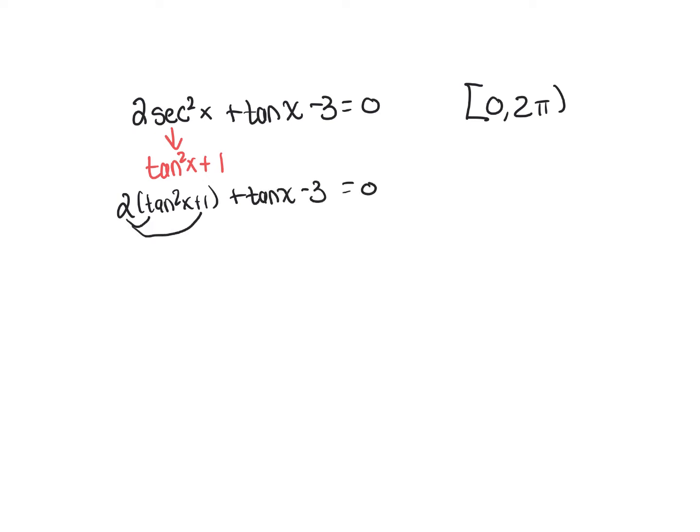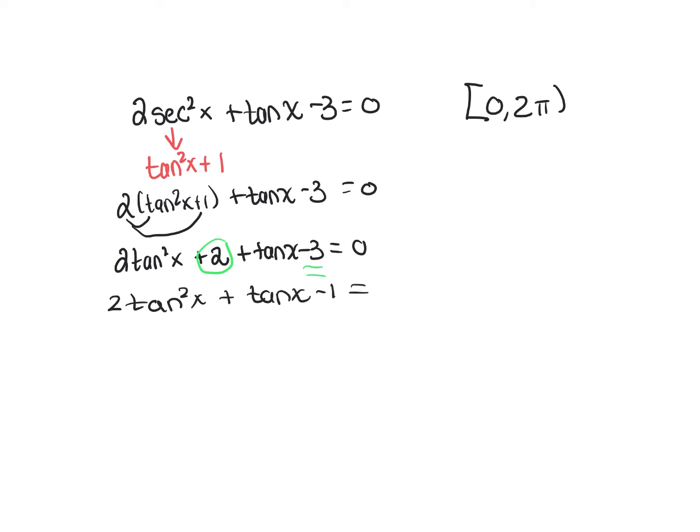I need to distribute this 2 into my parentheses, and I get 2 tangent squared x plus 2 plus tangent x minus 3 equals 0. I can combine my 2 with my minus 3. I combine like terms, and I get 2 tangent squared x plus tan x minus 1 equals 0. I'm going to go over here and do algebra, just plain algebra. This is like a 2t squared plus a t minus a 1 equals 0.